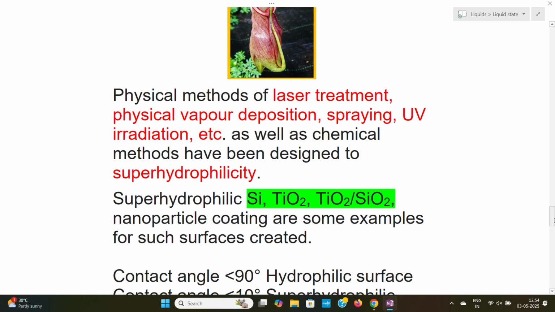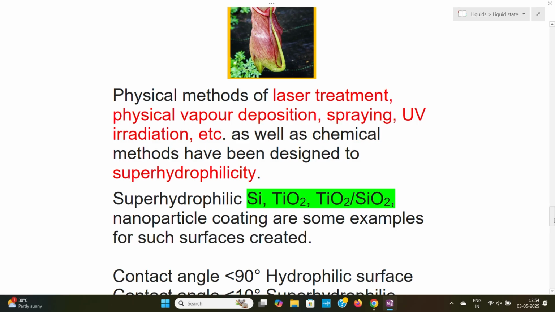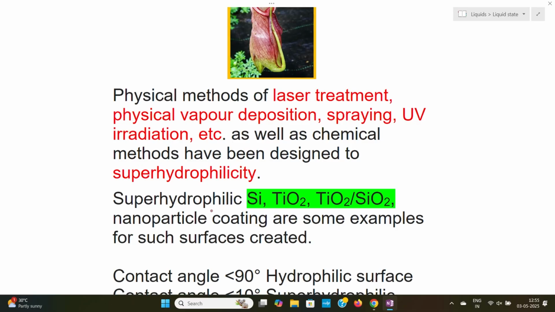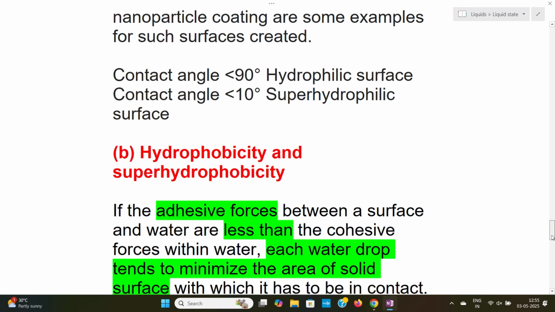We can design superhydrophilic surfaces by some physical methods like laser treatment, UV radiation, physical vapor deposition and spray coating. We have some chemical methods also used to design superhydrophilic surfaces. Some examples of superhydrophilic surfaces are silicon, titanium dioxide, and a mixture of silicon dioxide and titanium oxide. All these are examples of superhydrophilic surfaces.